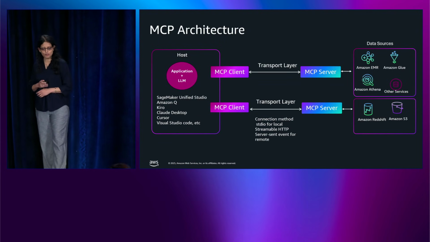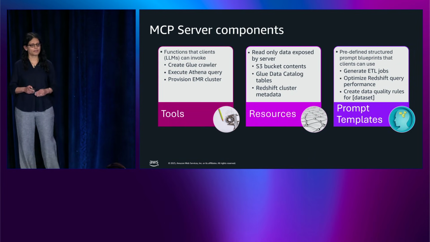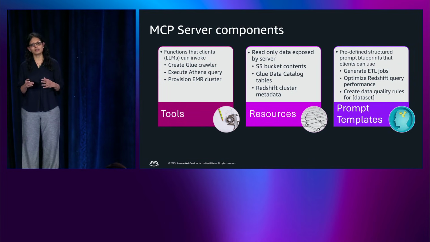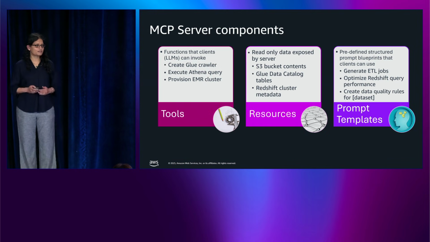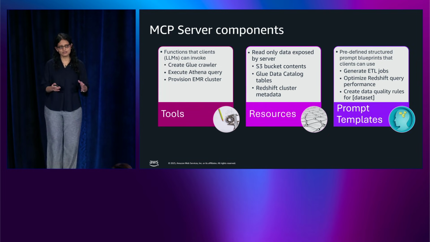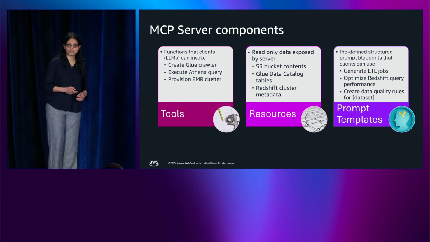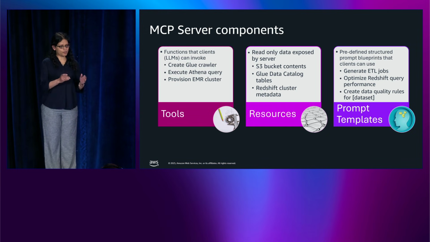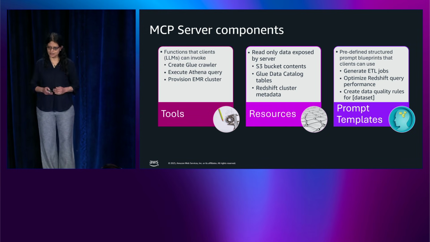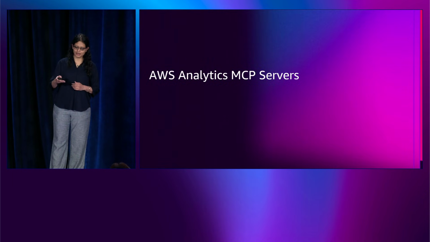So what are the components on the server side? There are three components. Tools are the functions that the client can call, for example, create a Glue crawler or create a Glue job. Resources are read-only, for example, get me the list of all the Glue tables. And then you have prompts, which are blueprints or structured prompt templates. If you want to take a picture, I'll go a slide back.